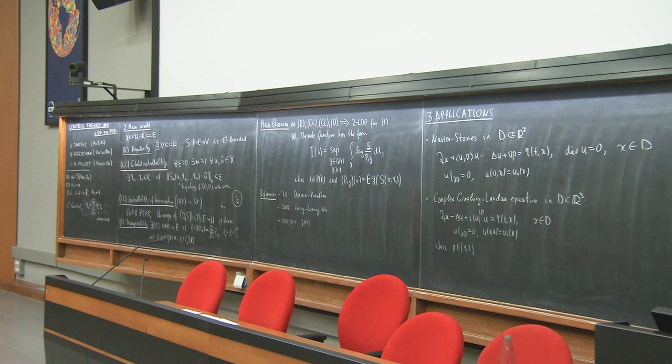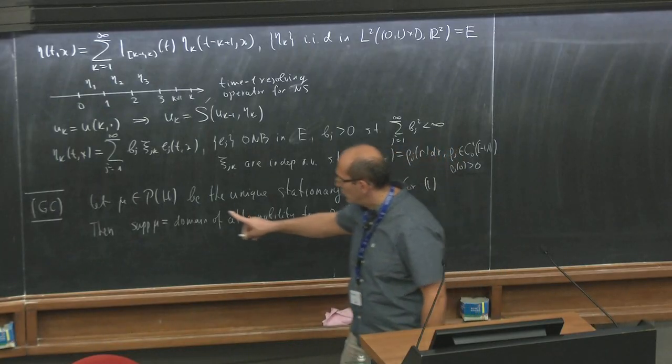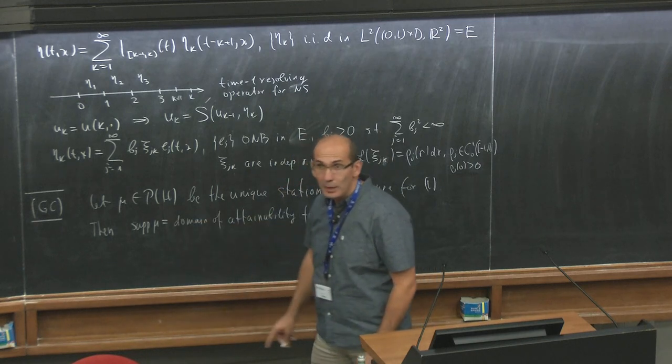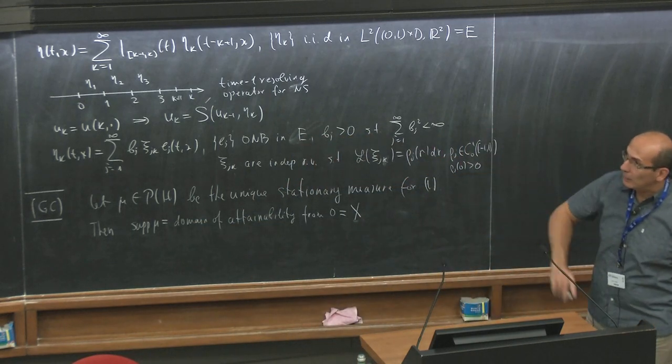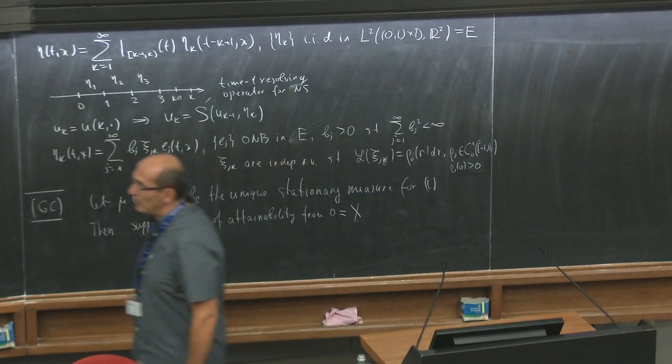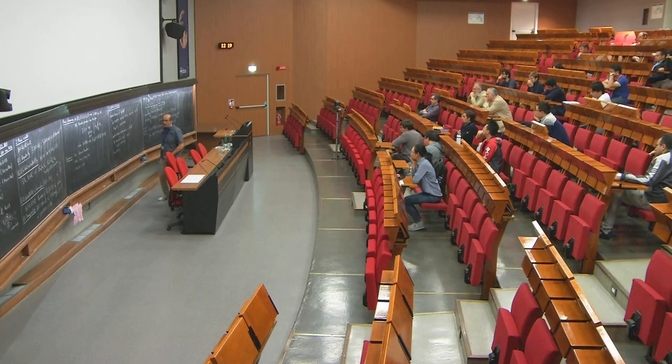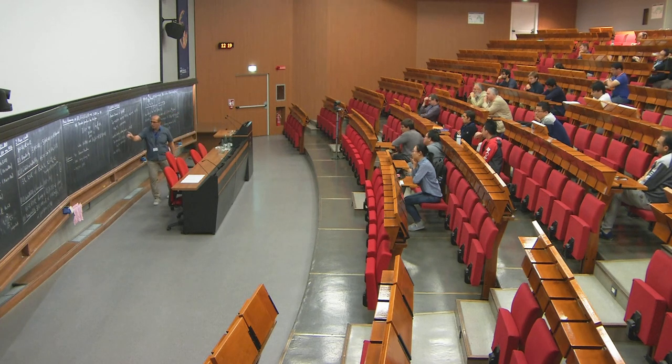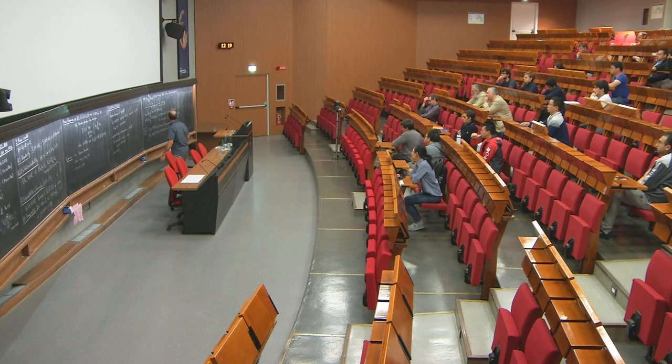So we can go from any point to the neighborhood of 0 and from the neighborhood of 0 to any point here. So if we take X to be the domain of attainability from 0, which is the support of mu, then you will have this global controllability for free. So this shows that the result can be applied to the Navier-Stokes system, provided that your initial condition is in the support of the invariant measure. And a similar result is true for the complex Ginzburg-Landau equation. So this is all I wanted to tell about applications.